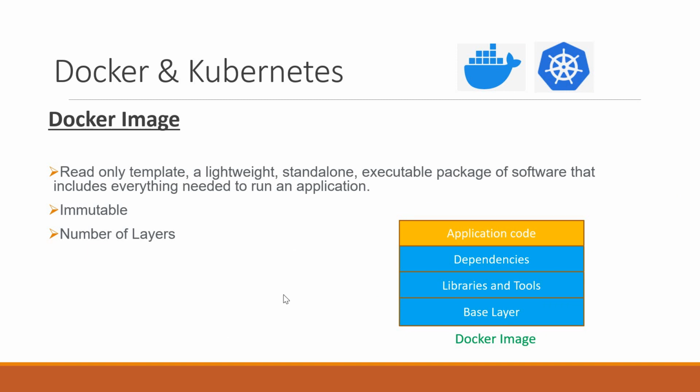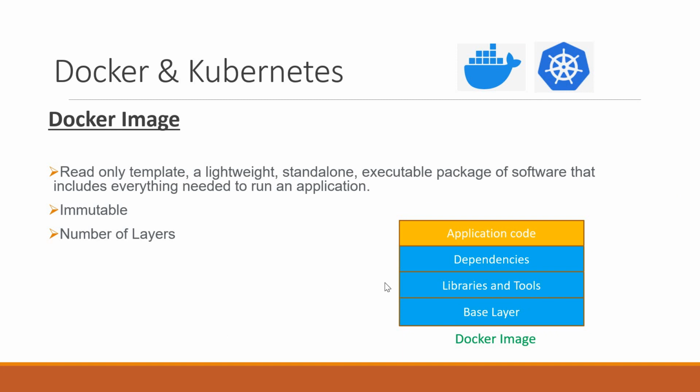And also it is lightweight. So the Docker images are lightweight because they contain only the required things. For example, it will not contain the entire operating system, and it will not contain the tools or libraries, etc., which are not required. It only contains the application code and its dependencies and the minimal operating system.